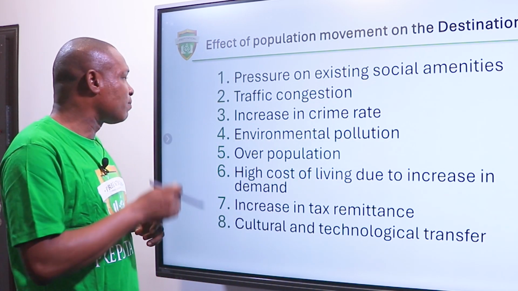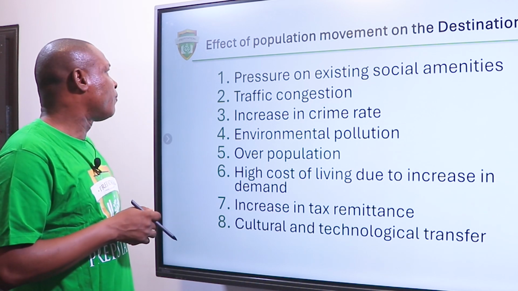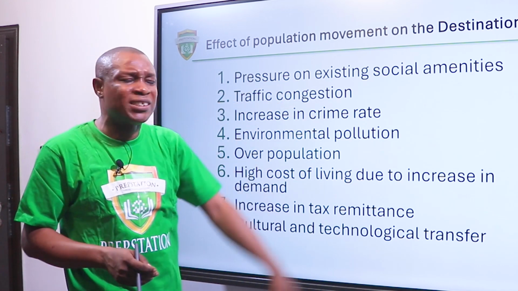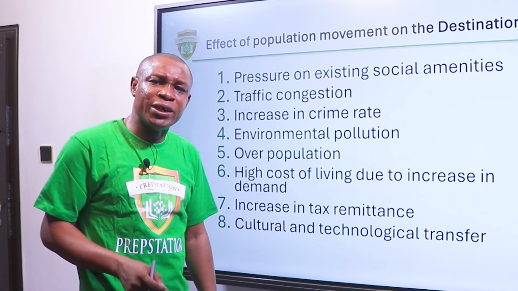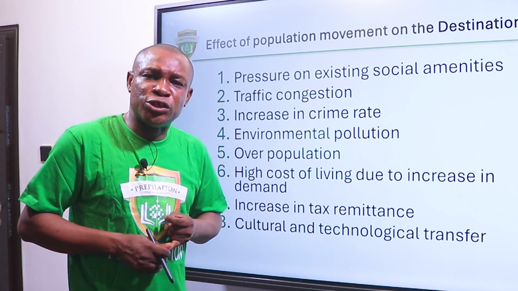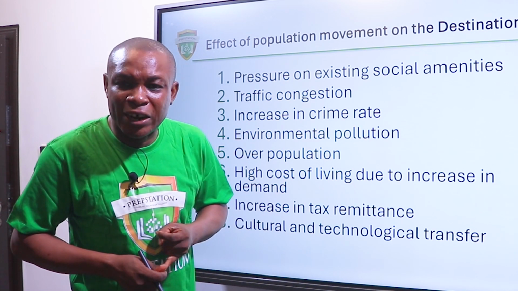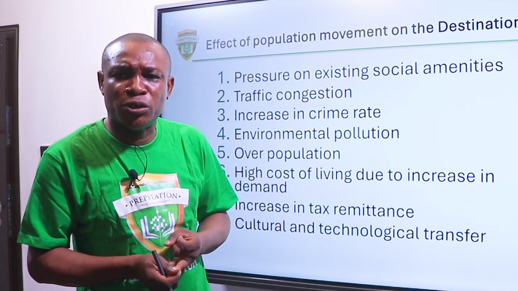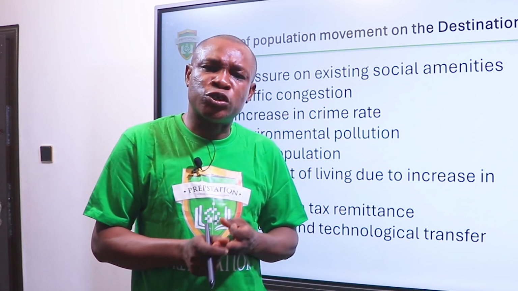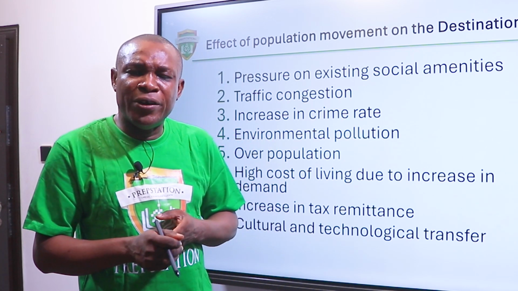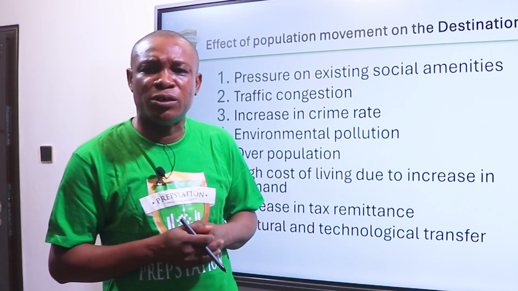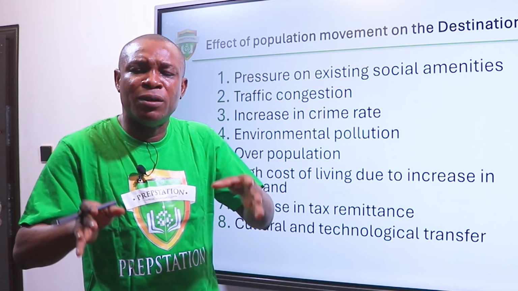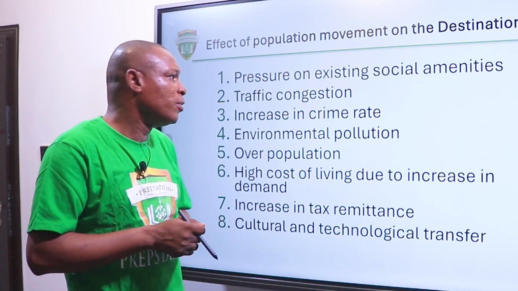One of the effects of population movement at the destination region is pressure on existing social amenities. As you are going there, you will be adding to the pressure on the transport system, on health infrastructure, on the schools, and on the potable water infrastructure. So all these will tell on the social amenities that are available in that destination region.